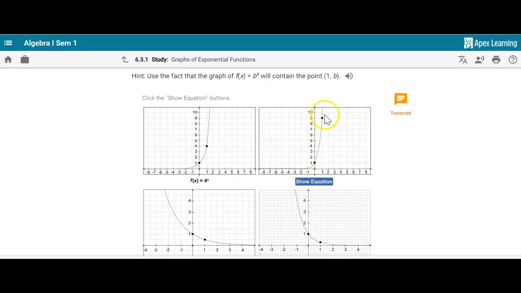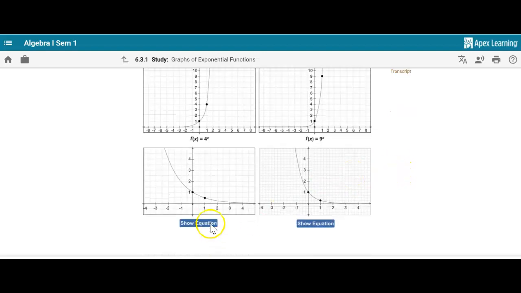So my next one, if I look here, right, if x is 1, b was 9. If you look, my equation is 9 to the x power. Over here, when x is 1, y is 1/2, right? Because that's 0, half, 1. If you look, your b is 1/2. Okay, and same here, 0.25 to the x.